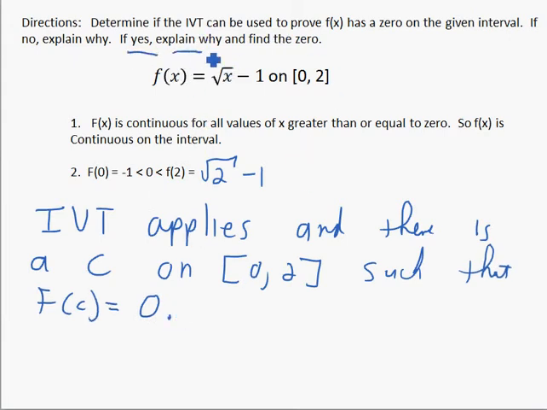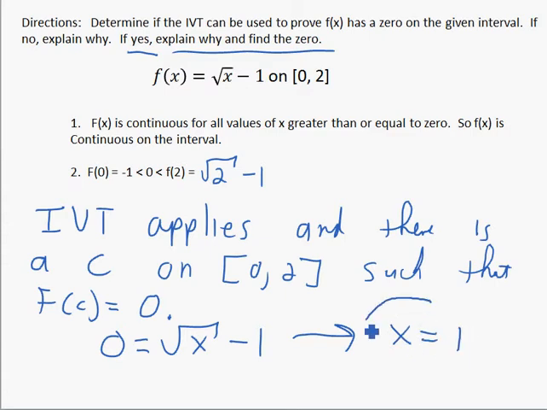Well, we explained why, we checked our two conditions right here. And to find the 0, we just find out where this function is equal to 0. So 0 is equal to root x minus 1. And if you solve that, you get x equals 1, and you can see that 1 is on this interval here. Okay. And really, I guess if this is a little confusing, we're really finding, they call it c, so you plug a c in there. C is 1.